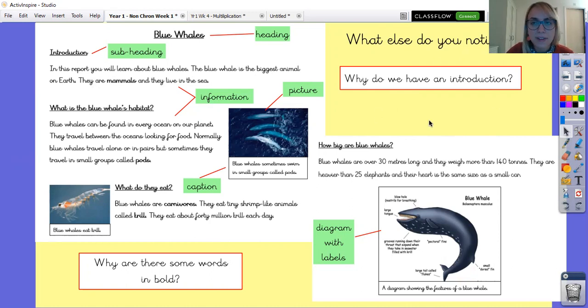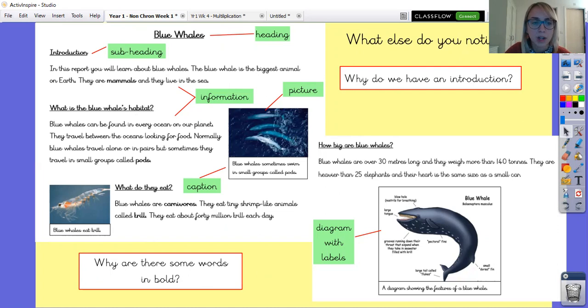So why do we have an introduction? Now, I can see in my introduction that we are introducing what the report is about. We are telling the reader what the report will be about, and we know it's about blue whales. It then explains what a blue whale is. So the purpose of an introduction is to inform the reader, so to tell the reader what the report is going to be about. It's very important.